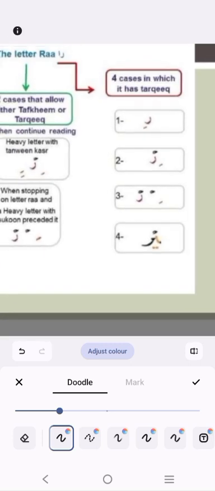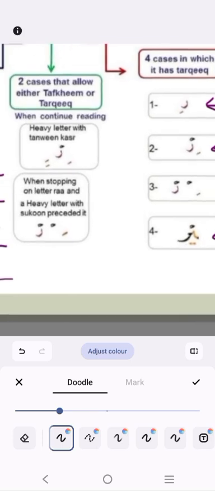And there are 4 cases in which raa is always with tarqeeq, or light. Raa with kasra; raa with sakin and the letter before it having kasra; raa with sakin, the letter before it sakin, and before that a letter having kasra; and raa with sakin and before there is ya sakin. No matter whatever letter is before the ya, if we have raa sakin and before the raa there is ya sakin, we will read this raa with tarqeeq, light sound.